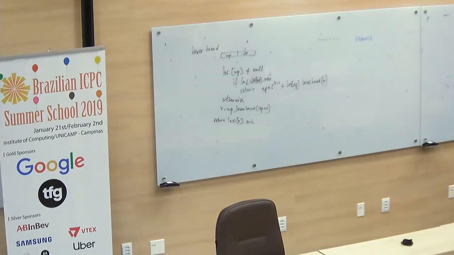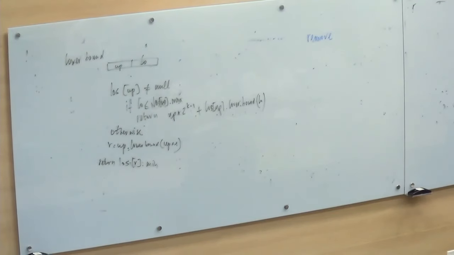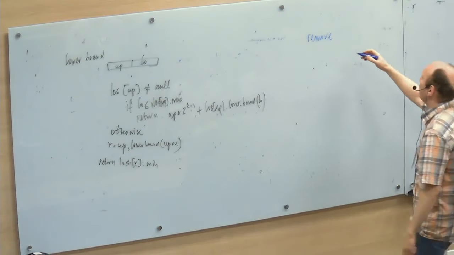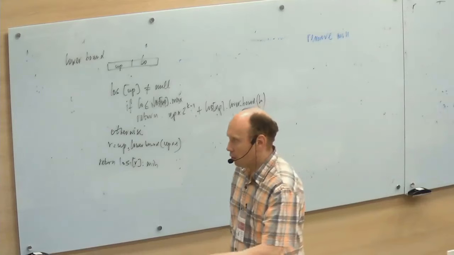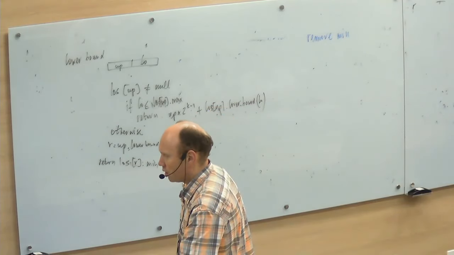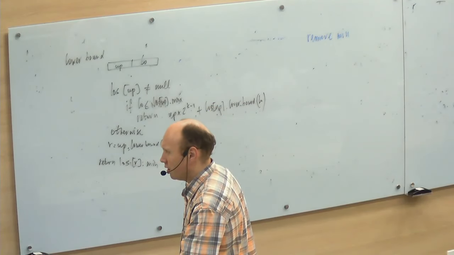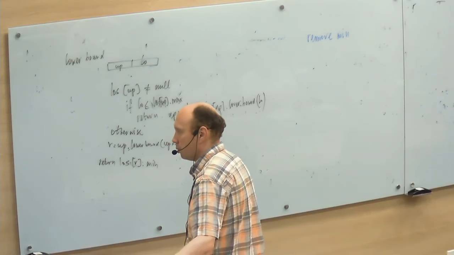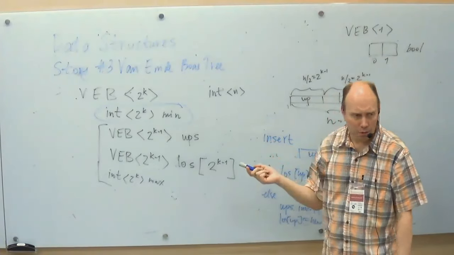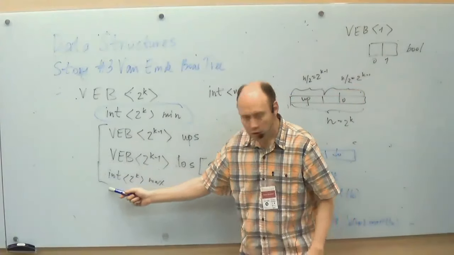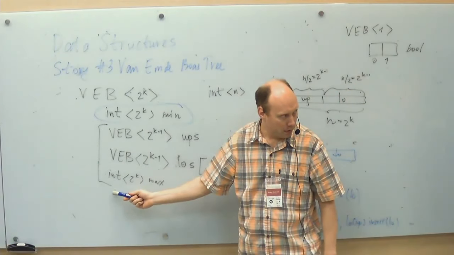Remove. I believe remove needs remove min. Let's first make remove min. Okay, how does remove min work? Remove min works in the following way. We want to remove min. To remove this minimum value, we need to find the minimum value in that part, remove it from there.